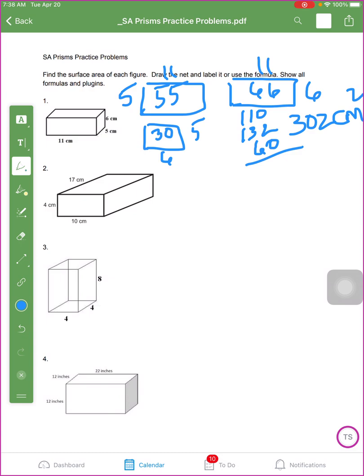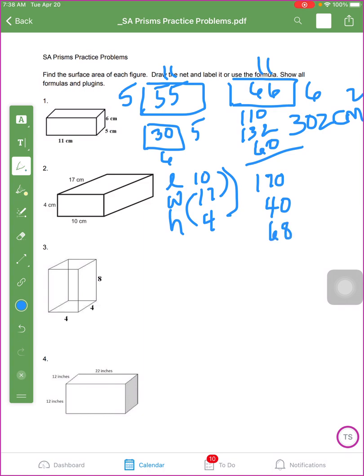All right, for the next one, and once again, it is a rectangular prism. I'm going to do this one a little bit different. If you remember, we talked about doing length, width, and height. If we call the length 10, the width 17, and the height 4, we can do 10 times 17, which would be 170. Then 10 times 4, which is 40. And then 17 times 4, which is 68.